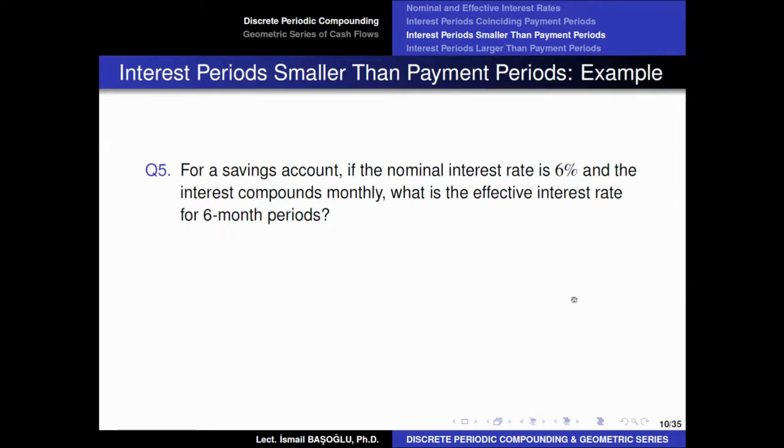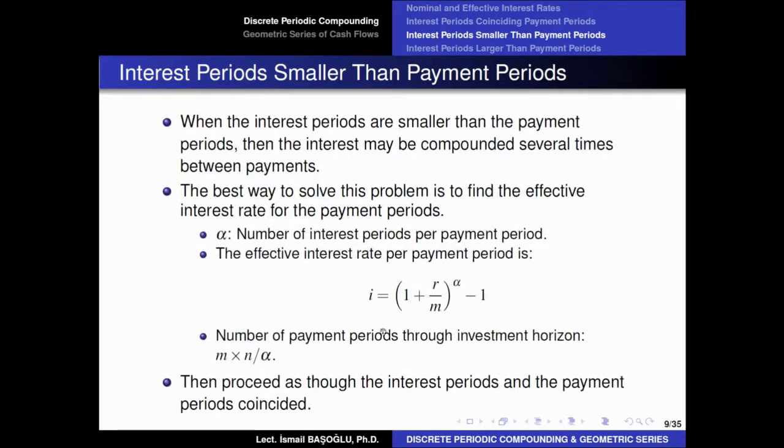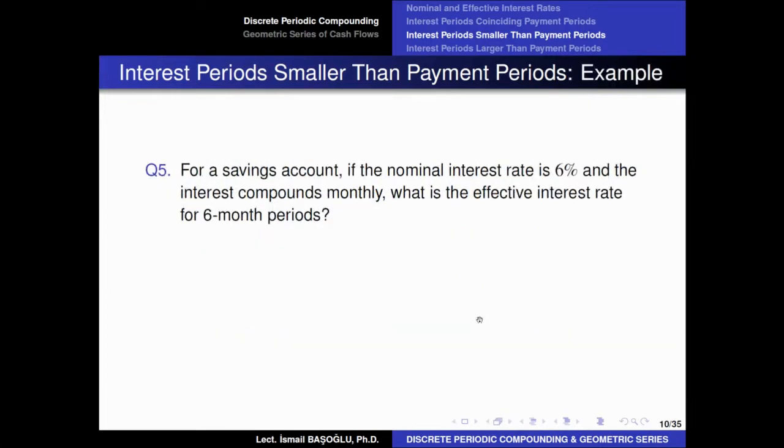Now let's practice this in question 5. It says for a savings account, if the nominal interest rate is 6% and the interest compounds monthly, what is the effective interest rate for a 6-month period? In this question, our objective is to calculate the effective interest rate just by using this formula. Nothing more. This is not a problem related to a cash flow diagram or an engineering economics analysis. Basically, we are just trying to calculate the effective interest rate in a 6-month period.